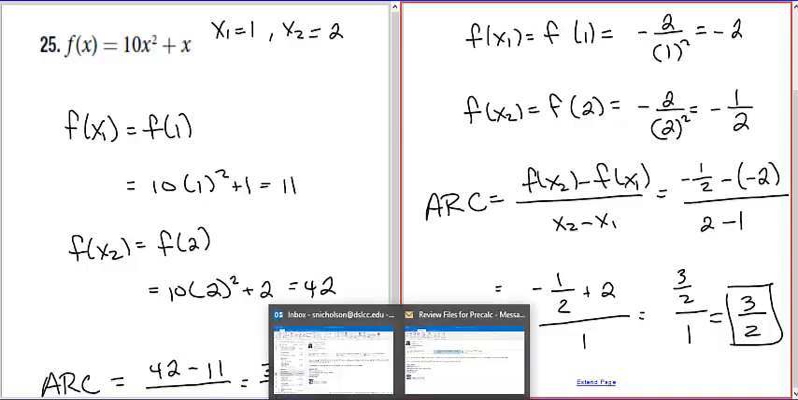Okay. Again, it's the slope of the line that goes between the beginning and end points.